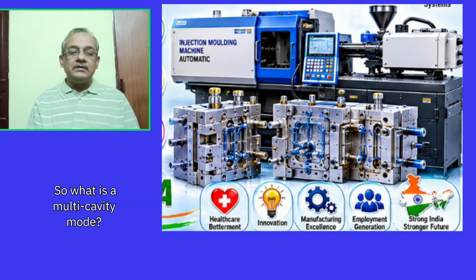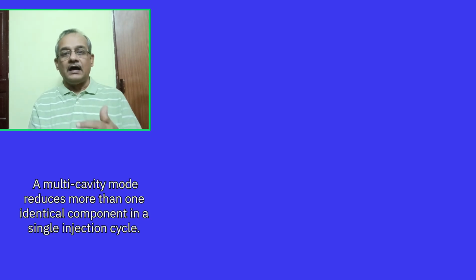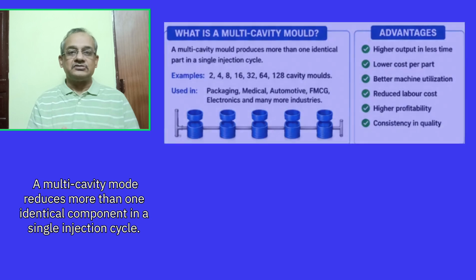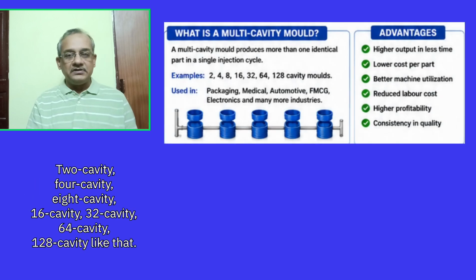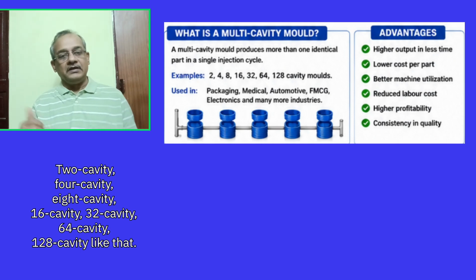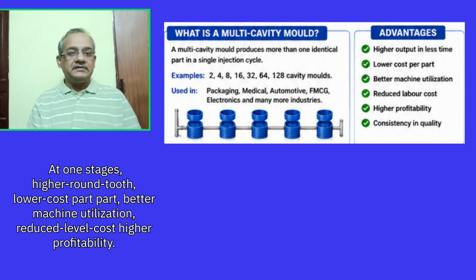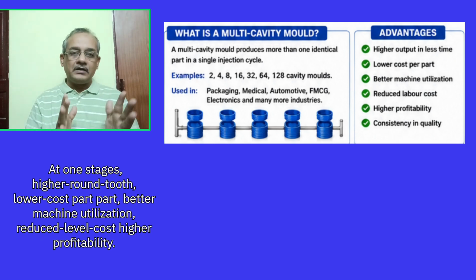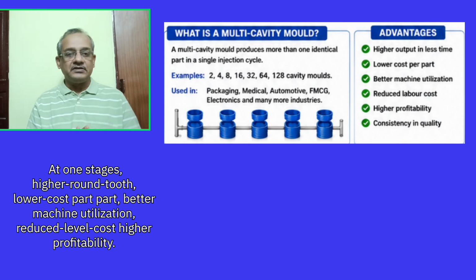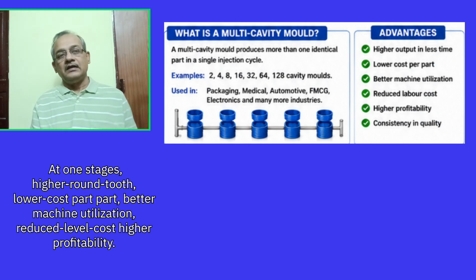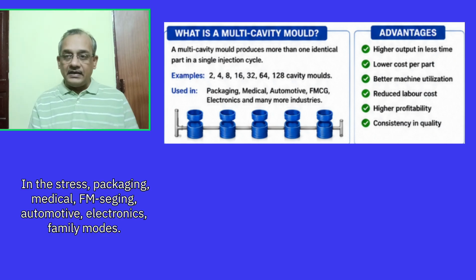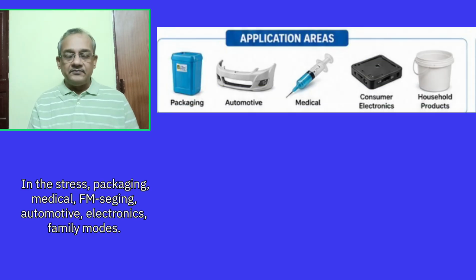So what is a multi-cavity mold? A multi-cavity mold produces more than one identical component in a single injection cycle. Examples: 2 cavity, 4 cavity, 8 cavity, 16 cavity, 32 cavity, 64 cavity, 128 cavity, like that. Advantages: higher output, lower cost per part, better machine utilization, reduced labor cost, higher profitability. Industries: packaging, medical, FMCG, automotive, electronics.